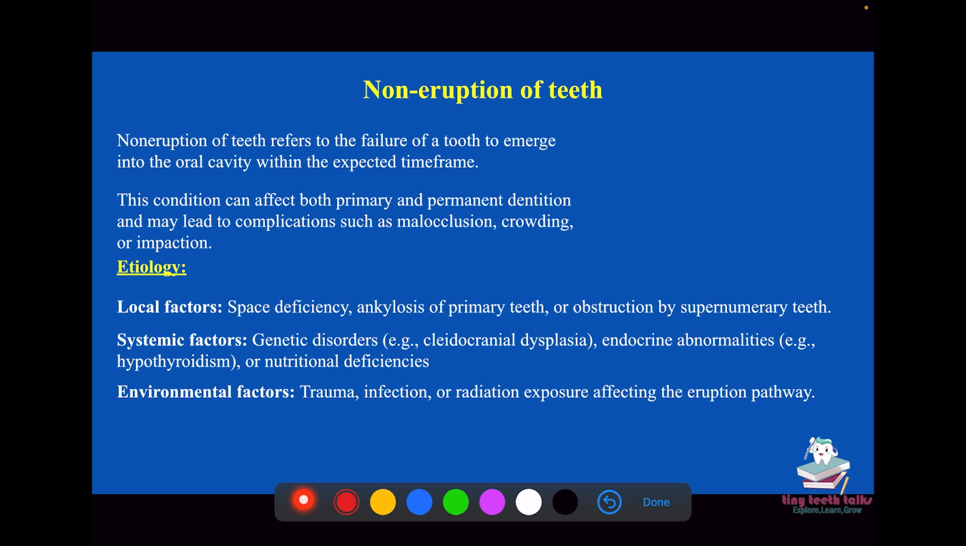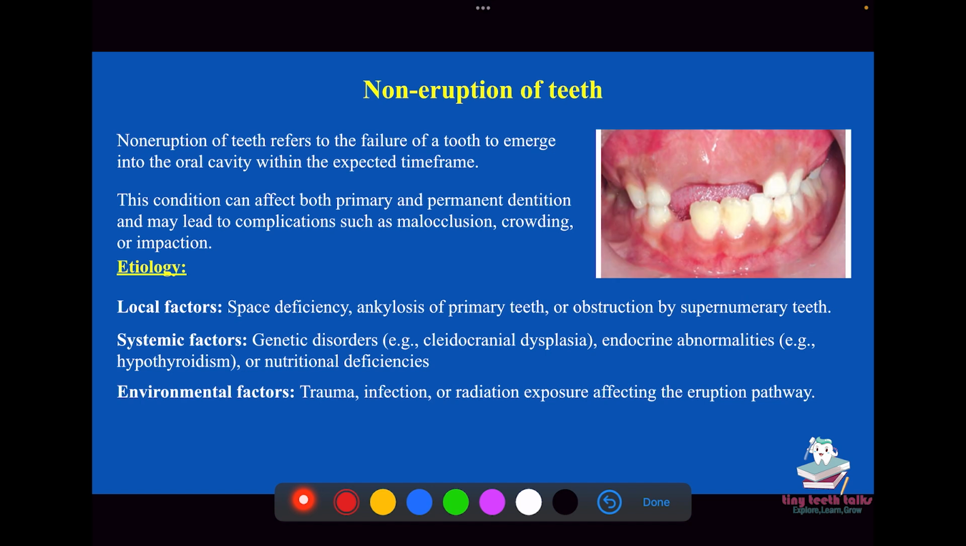Fourth is non-eruption of teeth. The non-eruption of teeth refers to the failure of a tooth to emerge into the oral cavity within the expected time frame. This condition can affect both primary and permanent dentition and may lead to complications such as malocclusion, crowding, and impaction. Local factors: space deficiency, ankylosis of primary teeth, or obstruction by supernumerary teeth. Systemic factors: genetic disorders, endocrine abnormalities, or nutritional deficiency. Environmental factors: trauma, infection, or radiation exposure affecting the eruption pathway.